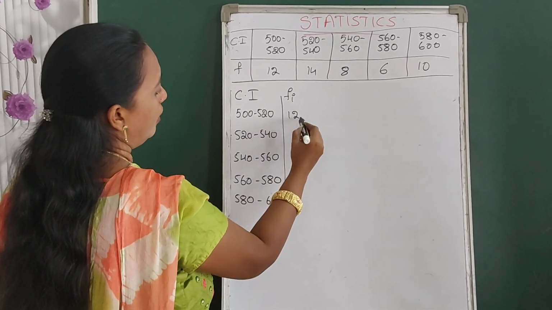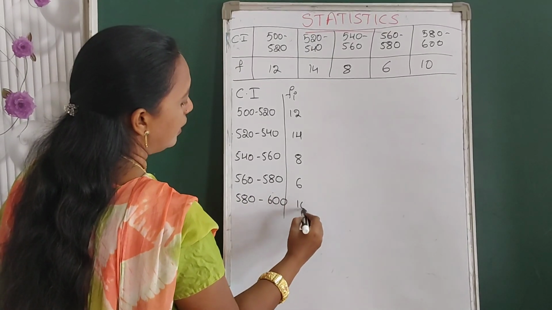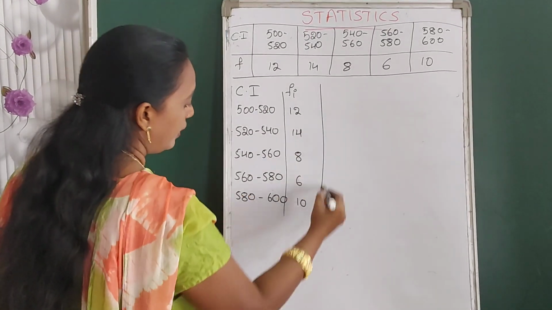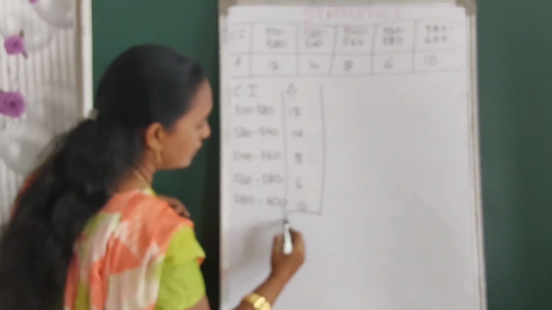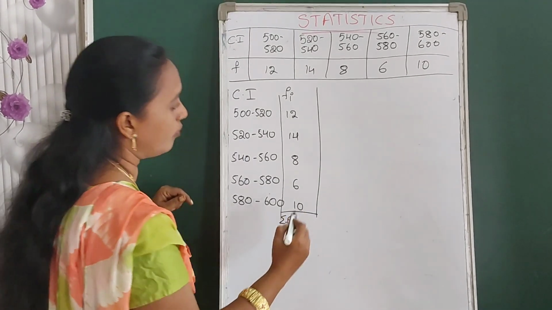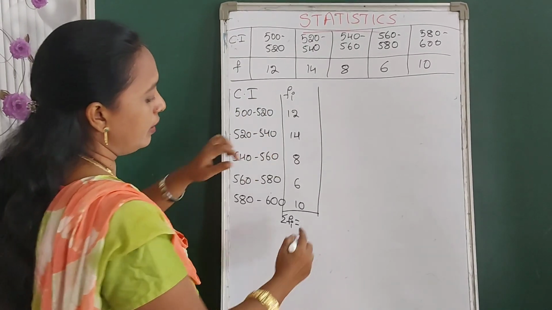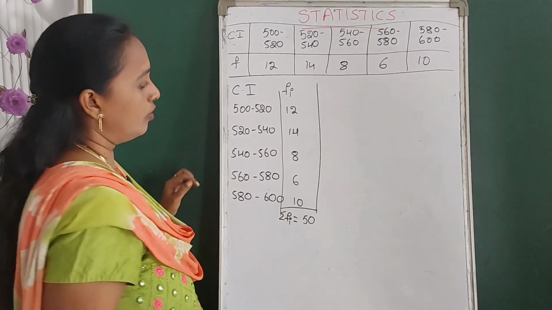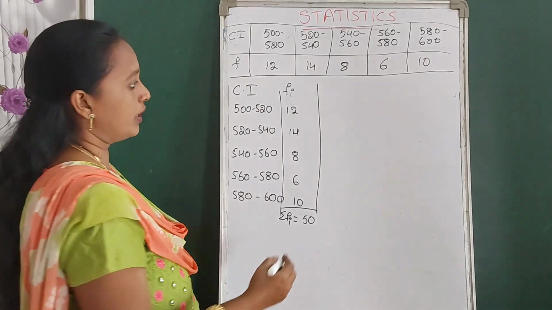They are 12, 14, 8, 6 and 10. Next you add all these frequencies, that is sigma Fi is equal to, if you add all these you will be getting 50. Okay, 10, 20, 30, 40 and 50.